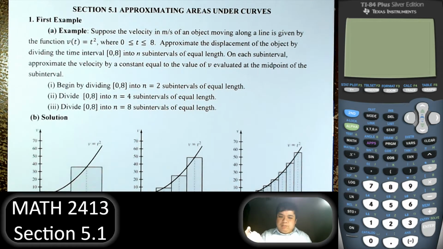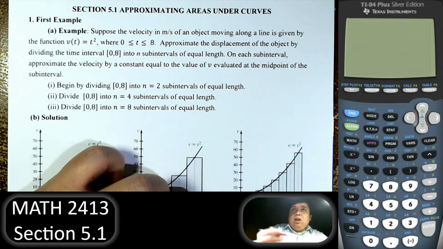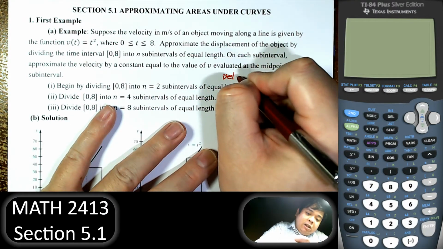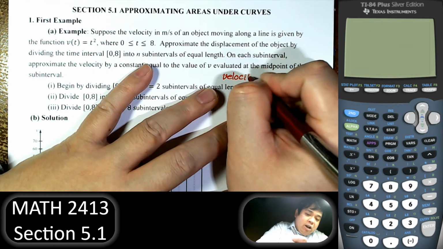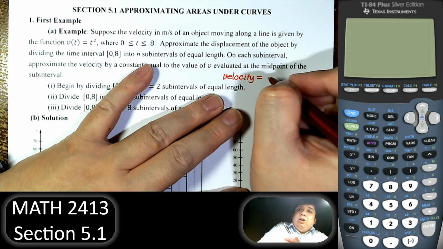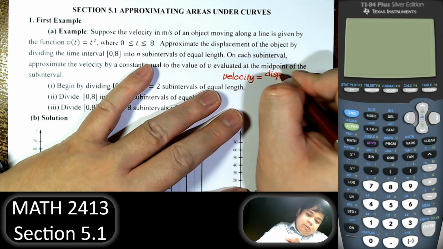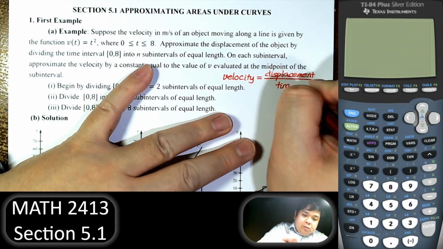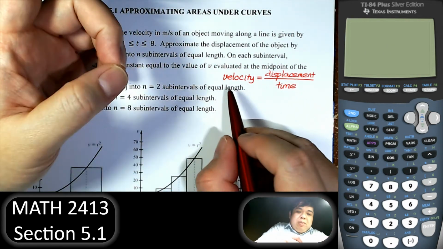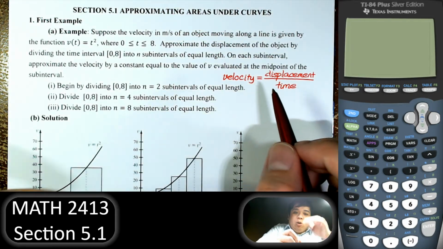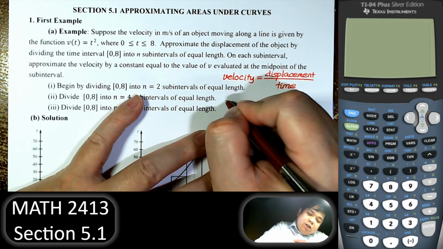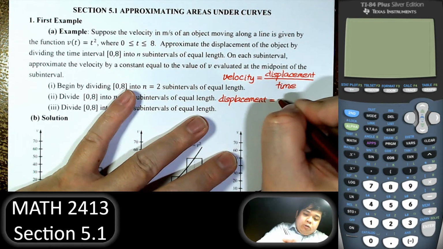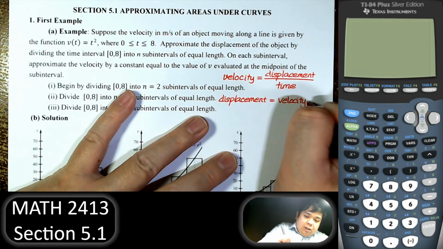This is how we start, with the most fundamental relation. Velocity, or speed, because it is positive, so we do not worry about negative velocity. Velocity is equal to displacement over time. The simple version: speed is equal to distance over time, right? So if we solve for displacement, displacement is equal to velocity times time.